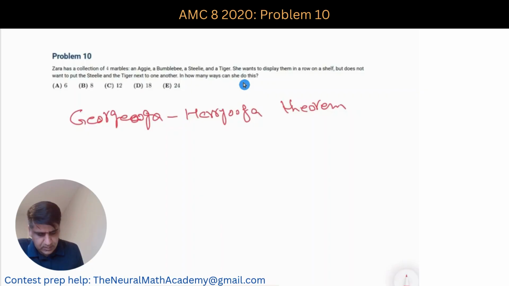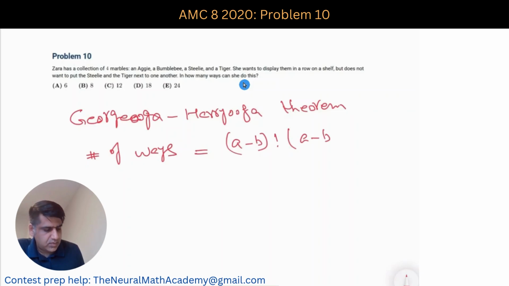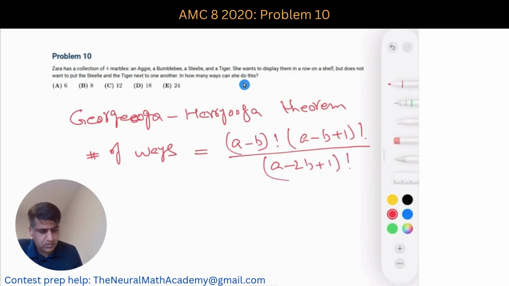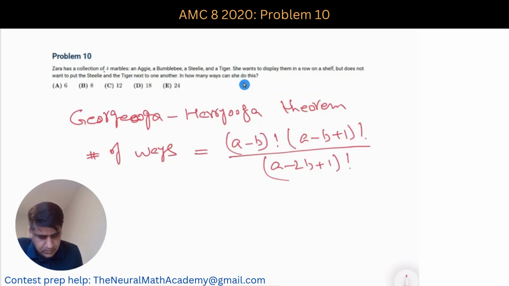and so the number of ways is equal to (A minus B) factorial times (A minus B plus 1) factorial, divided by (A minus 2B plus 1) factorial. Here A represents the distinct objects. So we have 4 marbles, so there are 4 distinct objects, and B is basically how many objects are not next to each other.